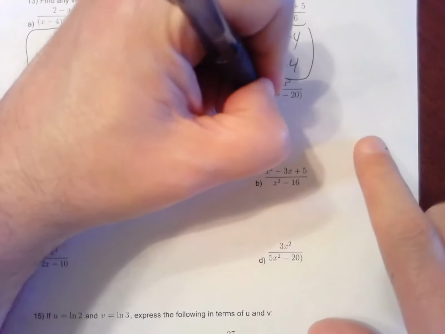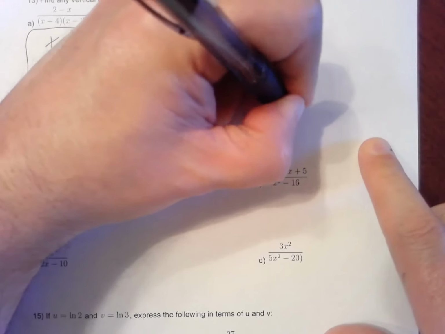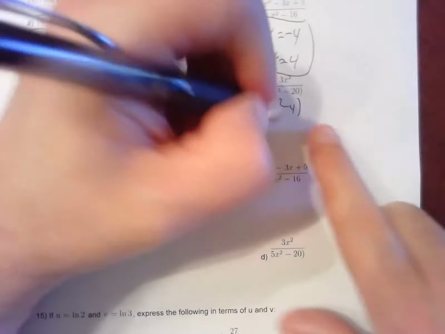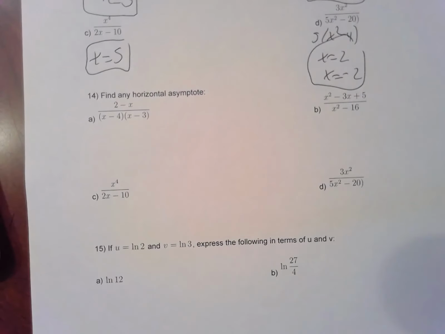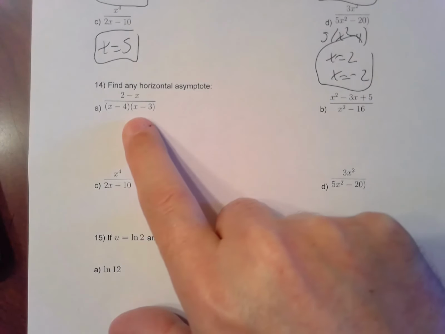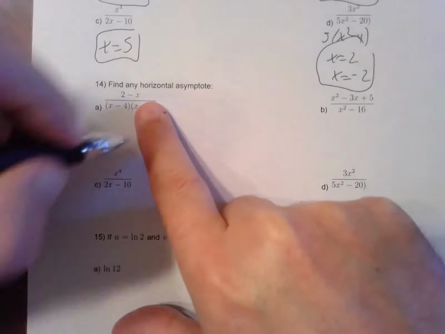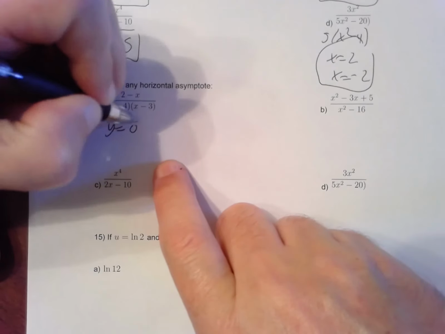Here we're going to do a little work, factor out that 5. X squared minus 4, that's 2 and negative 2. X equals 2, x equals negative 2. Horizontal asymptotes, we look at degrees of top and bottom. This is second degree on the bottom, first degree on the top. The bottom wins, that's y equals 0.